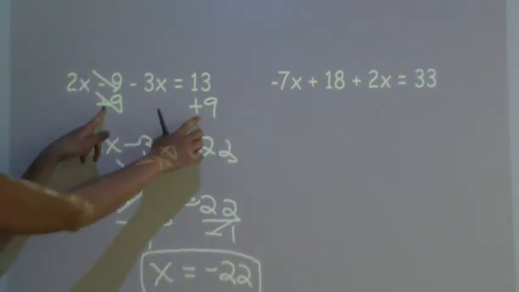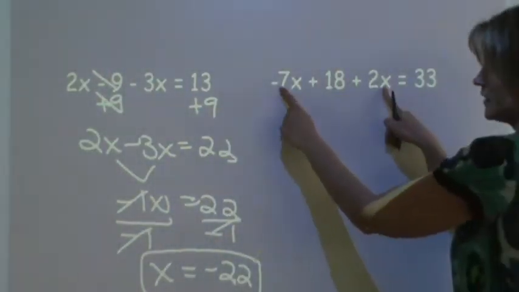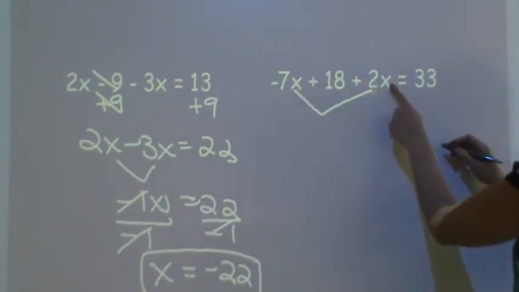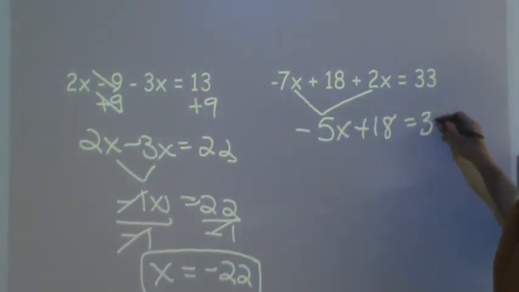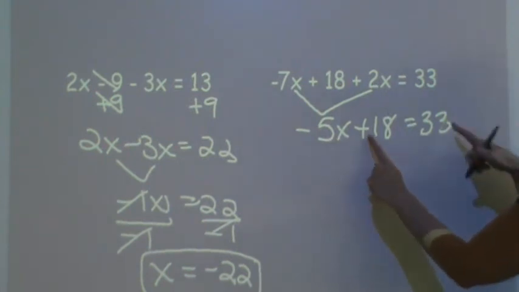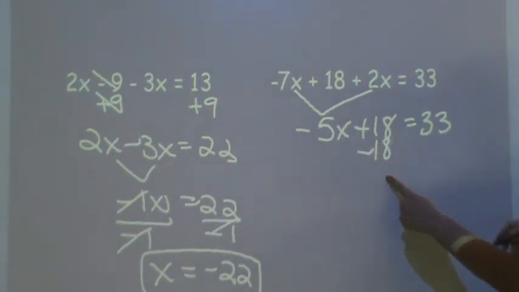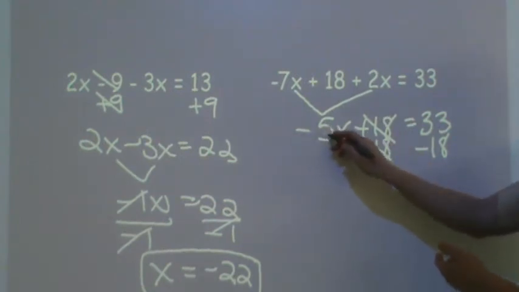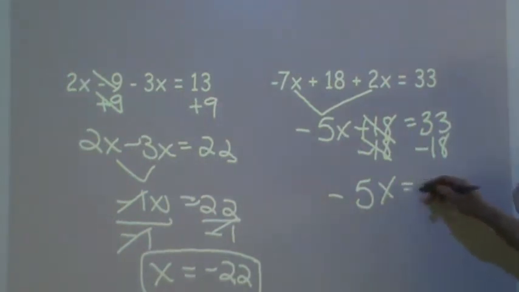All right, so on this one, I started by combining the numbers as like terms. I'll show you what it looks like on this side where we combine the x's first. So negative 7x plus 2x is going to be negative 5x. I could have started with that. Now I've got all my x's together. I need to get all my numbers together. So if it's positive 18, to move it, I subtract 18. Whatever I do to one side, I do to the other. This becomes 0. Negative 5x plus 0 is negative 5x. 33 minus 18, 15, right?